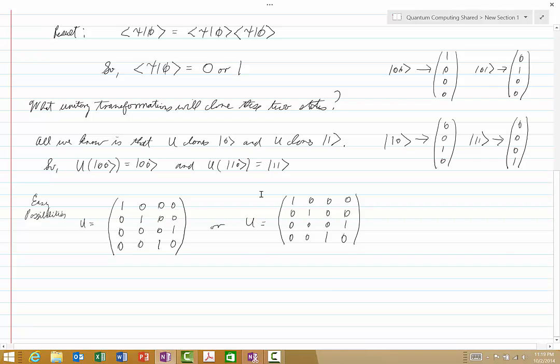the first column must be 1, 0, 0, 0. The third column must be 0, 0, 0, 1. And all of the columns and all the rows must have a length of 1, and all the rows must be orthogonal to each other, and all the columns must be orthogonal to each other. So that would be the way that you could do part A of exercise 5.2. And I think I'll just leave that at that point.